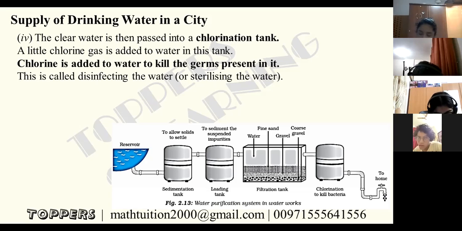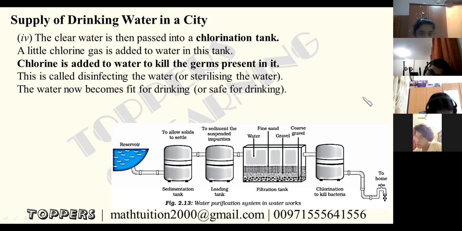Disinfection process. Disinfecting the water or sterilizing the water. Sterilizing water, disinfecting water, chlorination of water. All these are actually what we are doing: we are adding chlorine gas and killing the germs. Fine. The water now becomes fit for drinking, or safe for drinking.